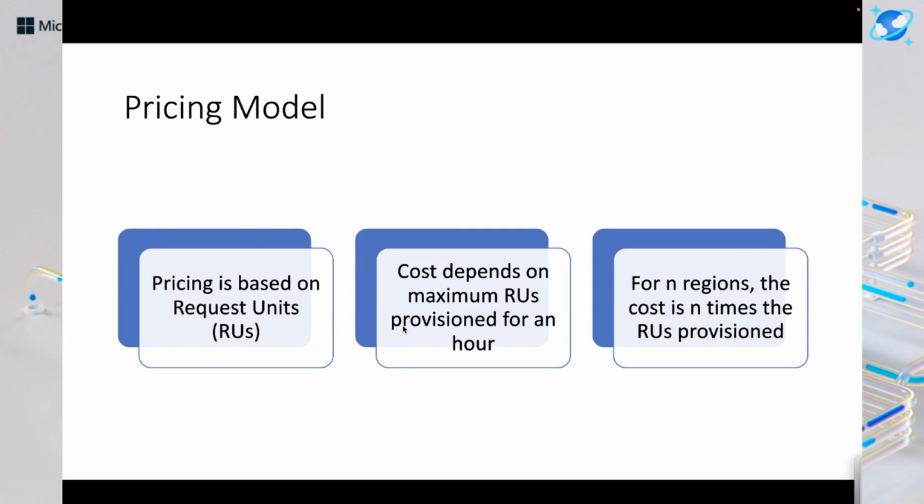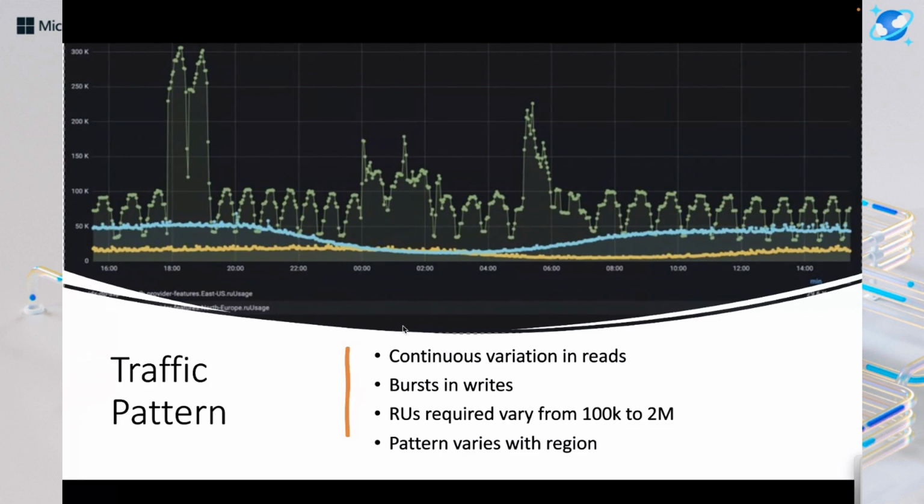Also, in a multi-region environment where there are multiple read and write regions, the cost of each region will be added up, and the final cost is basically n times the cost for the maximum RU that you have provisioned. So let's have a look at the traffic pattern that we have.